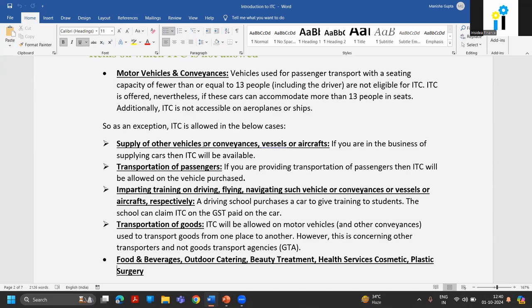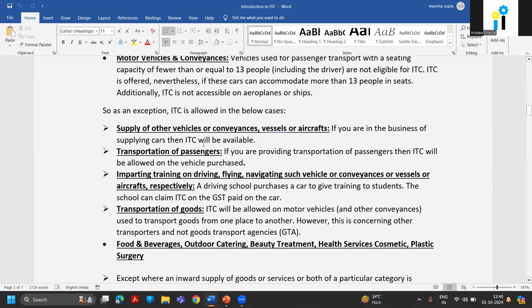Transportation of passengers: if you are providing transportation of passengers, carrying passengers from one place to another, then you can claim ITC on the vehicle purchase. It will be allowed on the vehicle which you have purchased for the transportation of passengers. At that time you can claim ITC on the vehicle. But if you purchase that vehicle for your personal use, then you cannot claim the ITC.